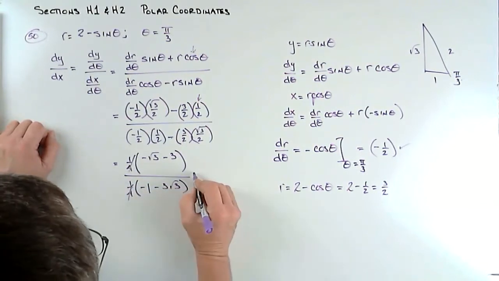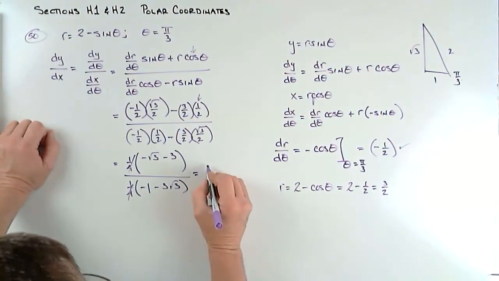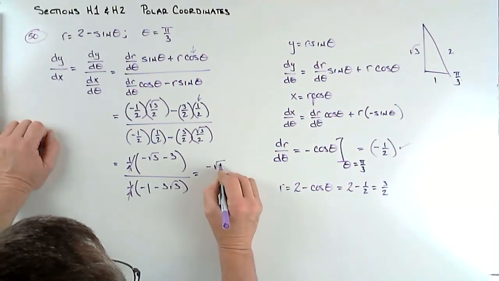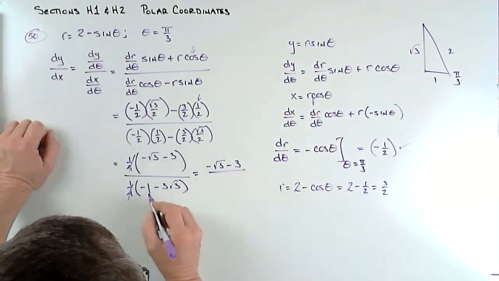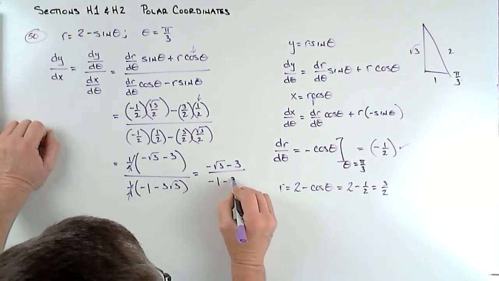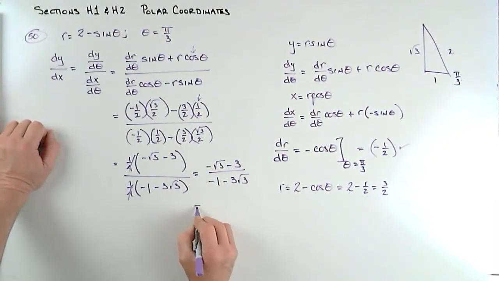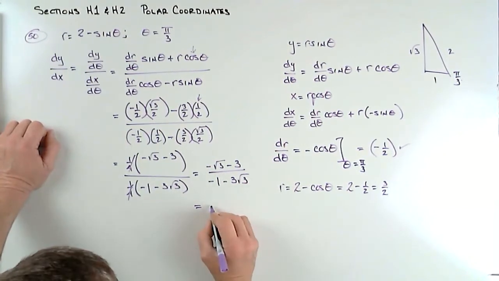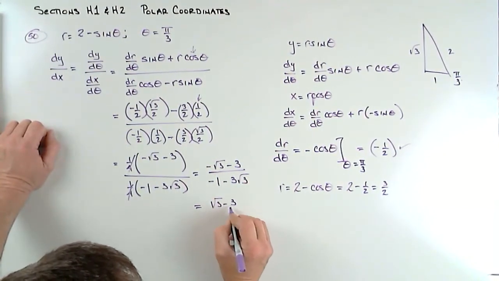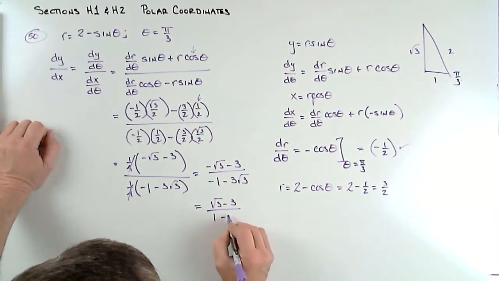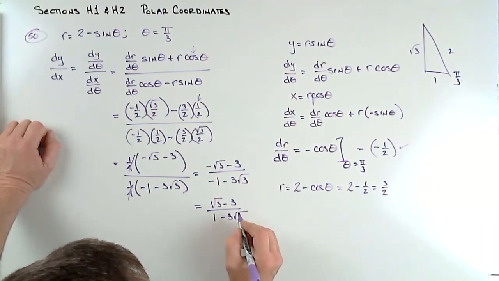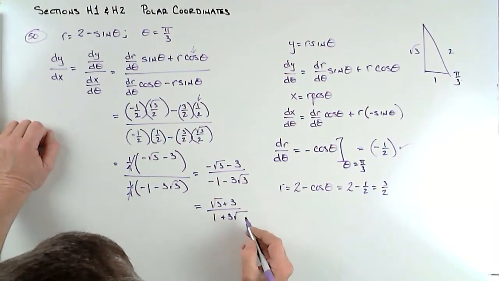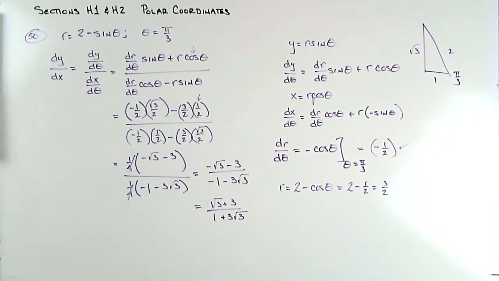And so those 4's cancel. And so what do we end up with? We end up with negative √3 minus 3 divided by -1 minus 3 √3. Of course, we can multiply the top and the bottom by -1, and we get √3 plus 3 divided by 1 plus 3 √3. We factored out a negative sign, so everybody would be positive. And we end up with √3 plus 3 divided by 1 plus 3 √3.